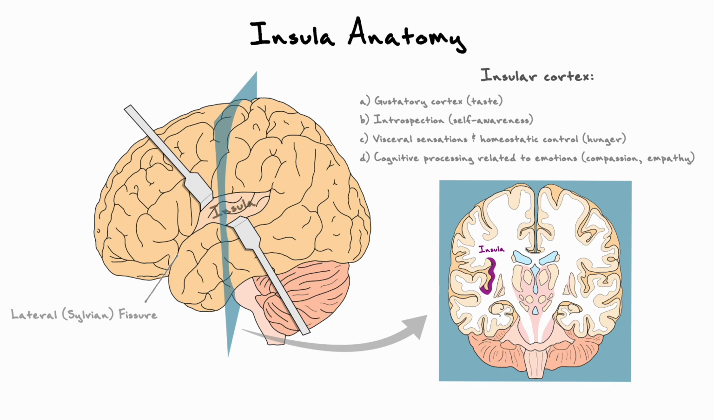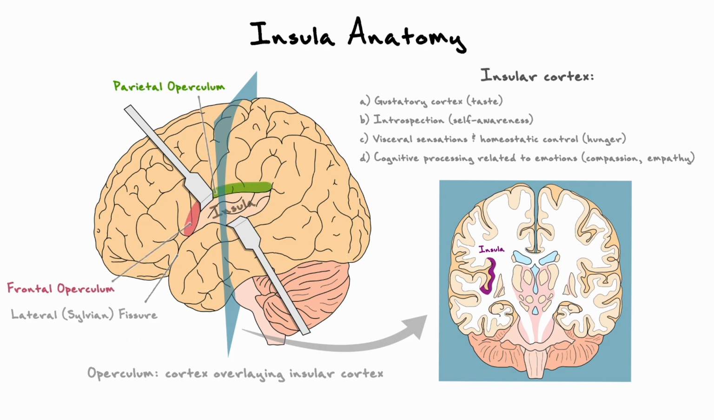Because of its hidden nature, there is an anatomical term called the operculum that represents the cortex overlaying the insular cortex. We can find a piece of operculum in the frontal, parietal, and temporal lobes. In the cross-section, the operculum are shown as the following.